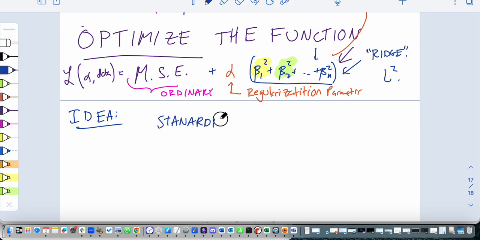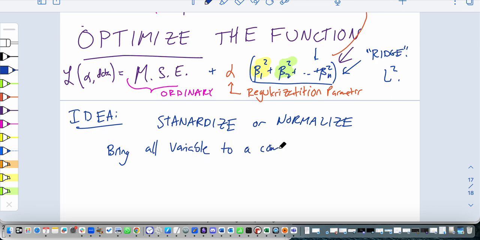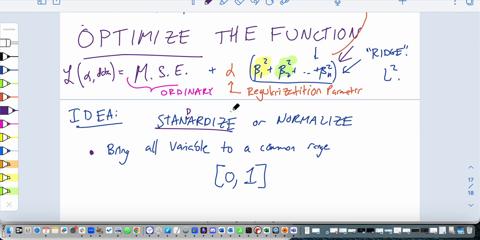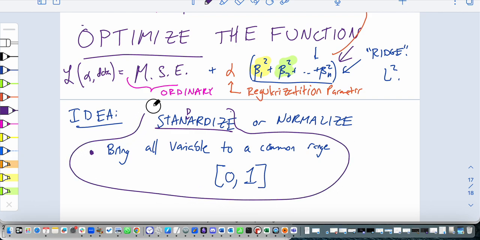Okay. That will actually erase the difference between each parameter. Right. Bring all variables to a common range. So, for example, you could make them all between 0 and 1. I believe what this is called is standardizing. Yeah. Standardizing. You should not rely on me for spelling. Okay. Standardize is this one. Bring them all to 0, 1.